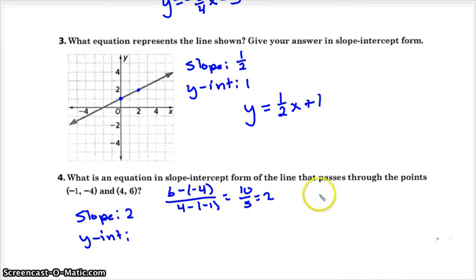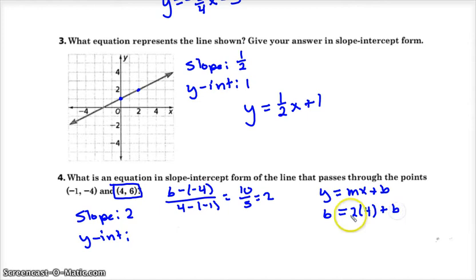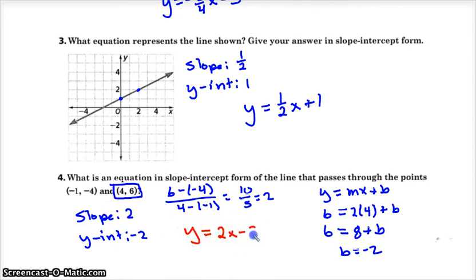To find the y-intercept, I'm going to plug everything I know into y equals mx plus b. I'm going to choose the point 4, 6. So y is 6, my slope is 2, my x-coordinate is 4, and then I'm adding b. So 6 equals 8 plus b, and b equals -2. So my y-intercept is -2. My final answer then in slope-intercept form is y equals 2x minus 2.